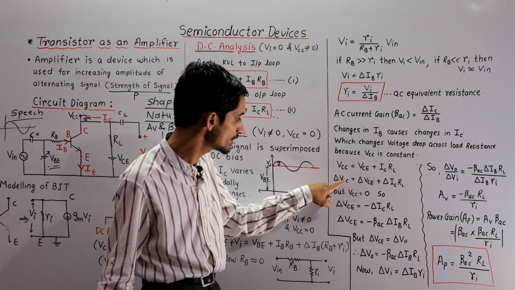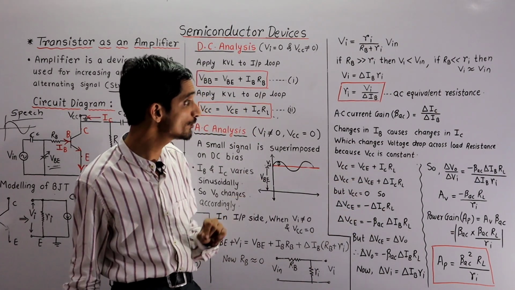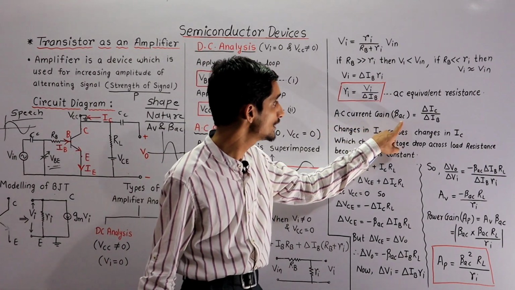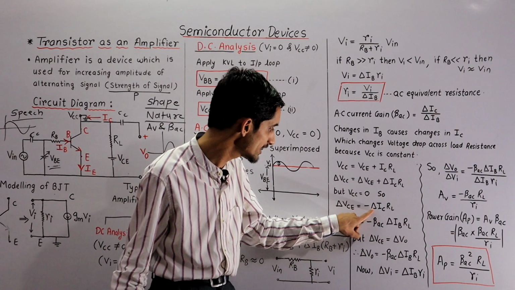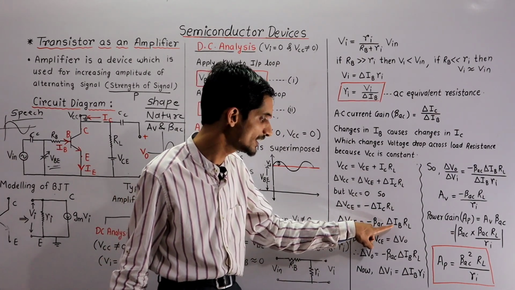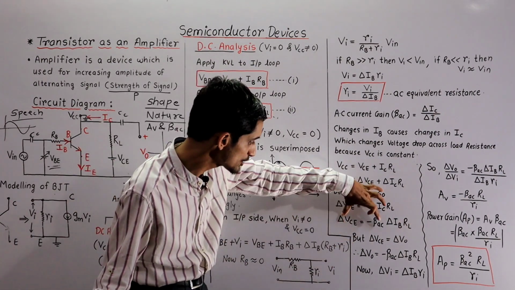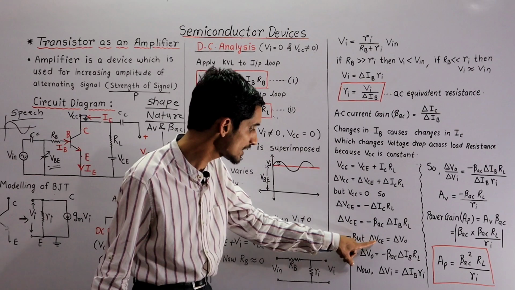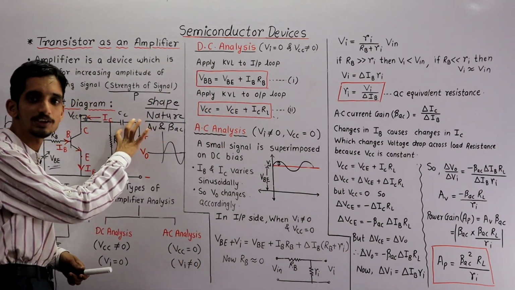So now if I substitute here, delta VCE is minus delta IC into RL. Now again, we proved the AC current gain beta AC is delta IC by delta IB. So I am substituting for delta IC here. So delta VCE is equal to minus beta AC delta IB into RL. But this is the expression for delta VCE, and delta VCE is equal to delta VO. Why? Because this is the output voltage.